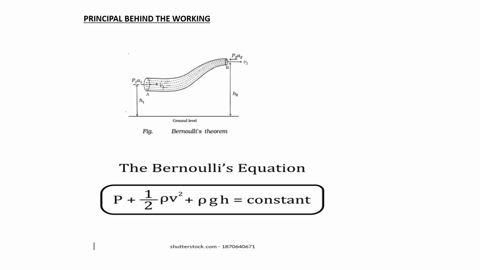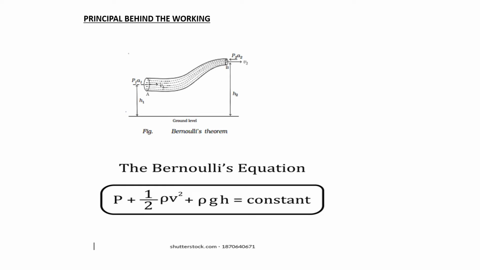So we know our all-time favorite Bernoulli equation is the principle behind the working of an atomizer. Let's get into a very quick review of what the Bernoulli equation says. Bernoulli equation says that whenever a fluid is incompressible and it has some velocity and pressure at different points, then the sum of all heads, like pressure head, velocity head, and datum head, will be a constant, the same at every point.